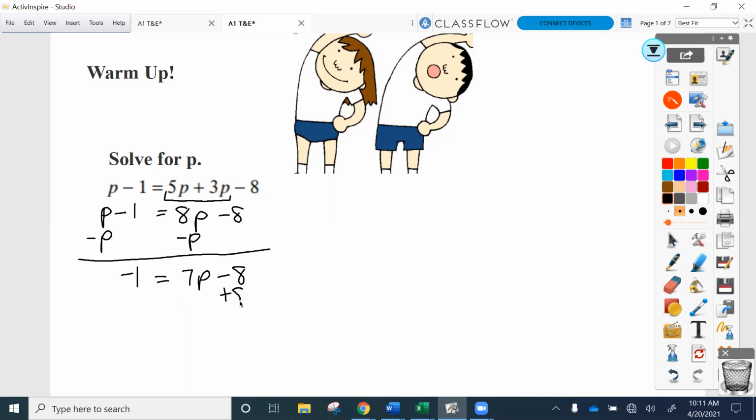I'm going to add 8 to both sides of the equation to get 7 is equal to 7P. Then I'm going to divide both sides by 7 to get P is equal to 1. So if you put P back in the original equation, it would make the equation true. Just a quick little warm up.